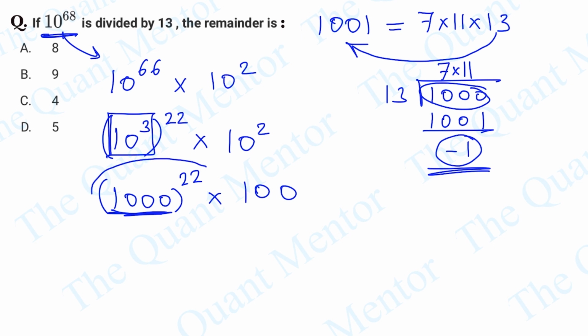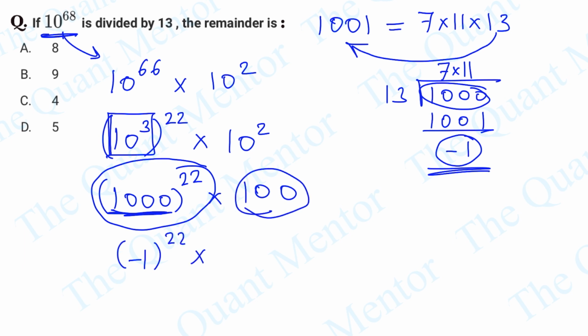So the remainder of this entire part with 13 will be minus 1 raised to 22 into 100 divided by 13. 13 sevens are 91, so the remainder is 9. Finally, the remainder is minus 1 raised to 22, which is 1, into 9. 1 into 9 will be 9, and this is my B option. Simple question, and that's how we solve it.